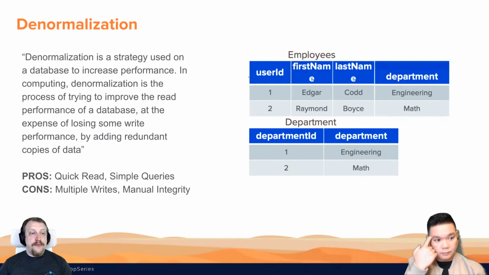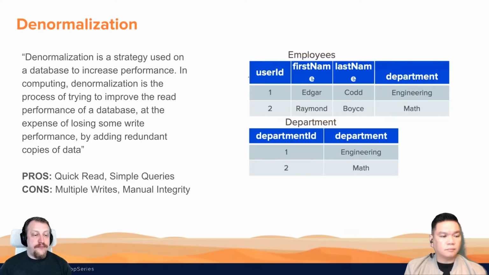Denormalization is a strategy used on a database to increase performance. In computing, denormalization is a process of trying to improve the read performance of a database at the expense of losing some write performance by adding redundant copies of data. Benefits of denormalization: quick reads, simple queries. And the negative side: multiple writes, and it's harder to maintain integrity.